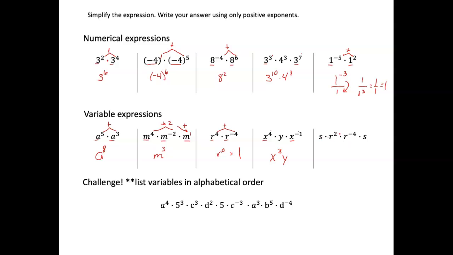S times r squared times r to the negative 4 times s. Keep the common bases. Now I know we have an s here. I'm going to start with r, and here's why. We go in alphabetical order. So r and 2 plus negative 4, well, that's negative 2. And then I have s and s. Now if I multiply those, how many s's are there? Yep, there's 2. Remember that magic 1 there that we don't see? 1 and 1 makes 2.